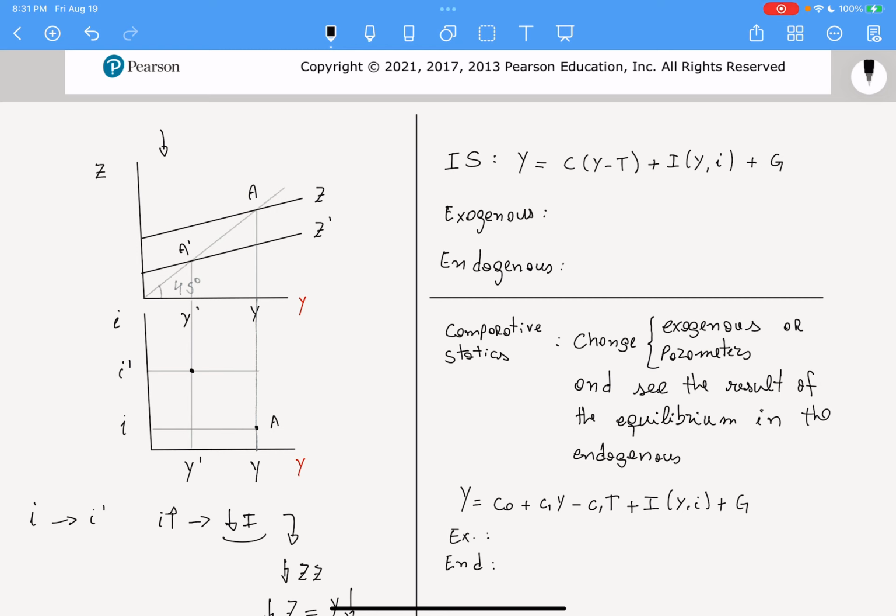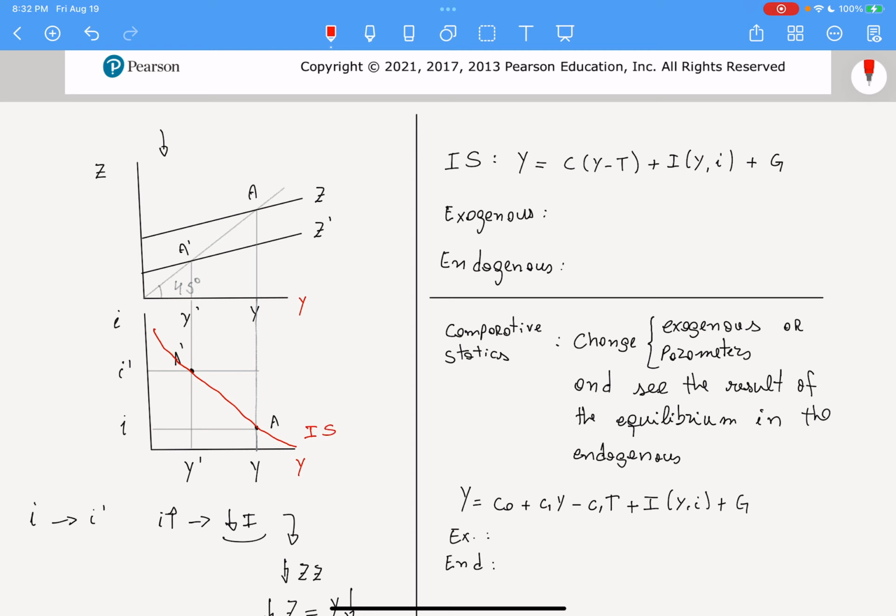So this lower output, Y prime, is associated with a higher interest rate. So this is going to be A prime. And when you connect those dots, you have this downward sloping curve here, which is called IS.